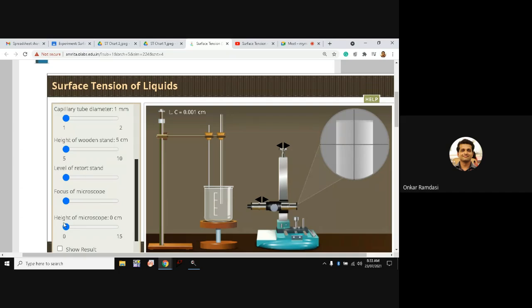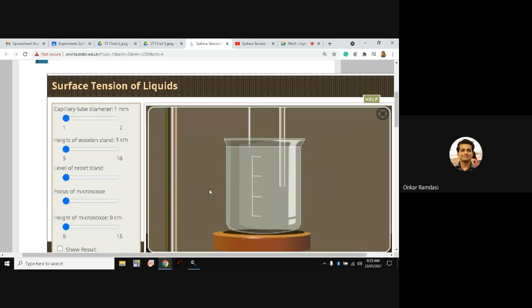Now, height of the microscope, I'm changing. Before doing that, you can see the capillary and the one pin in that beaker. So let's click on that link on the beaker. Can you see this image, maximum image? Yes, sir.